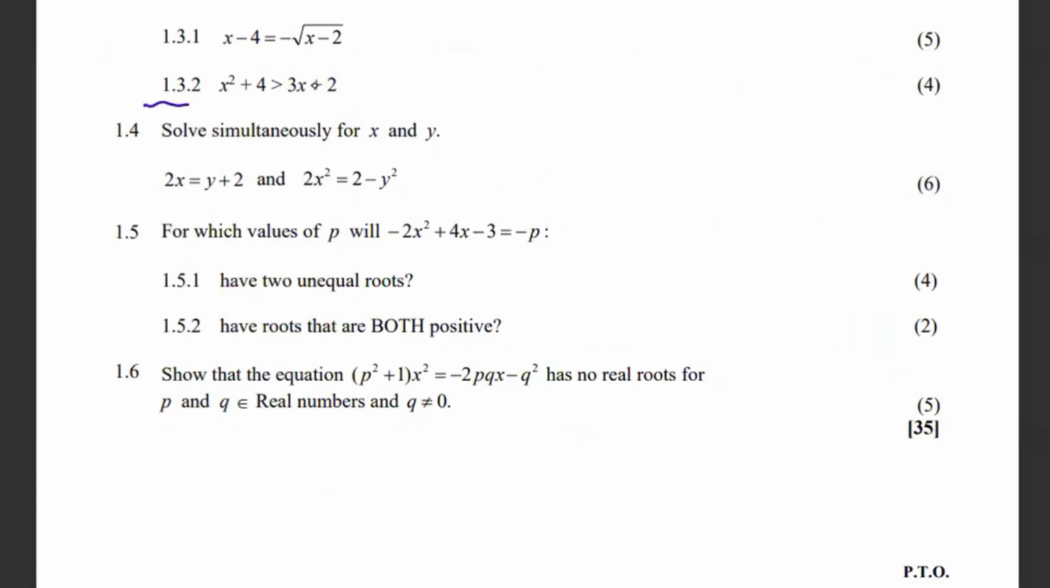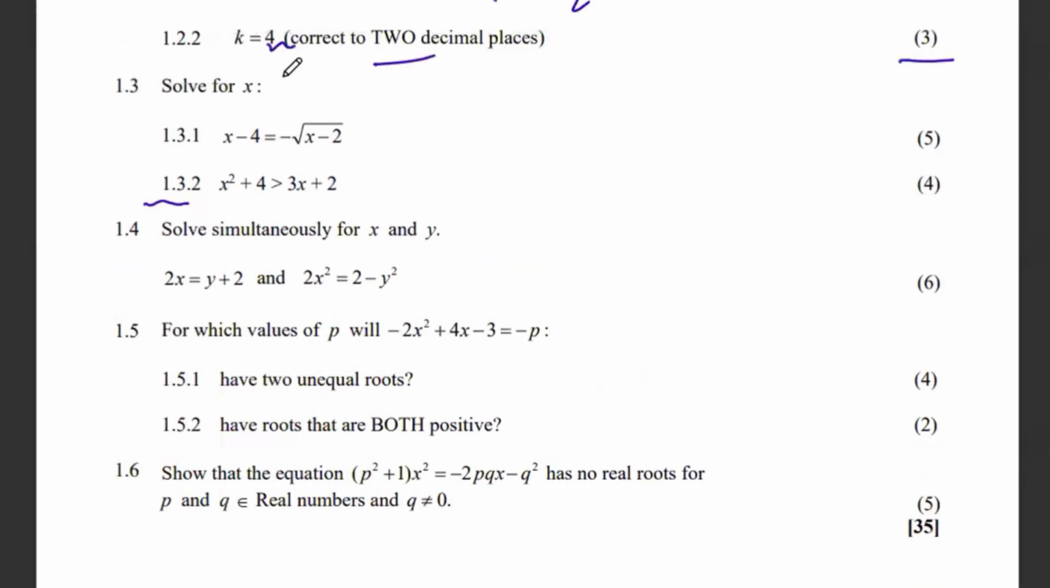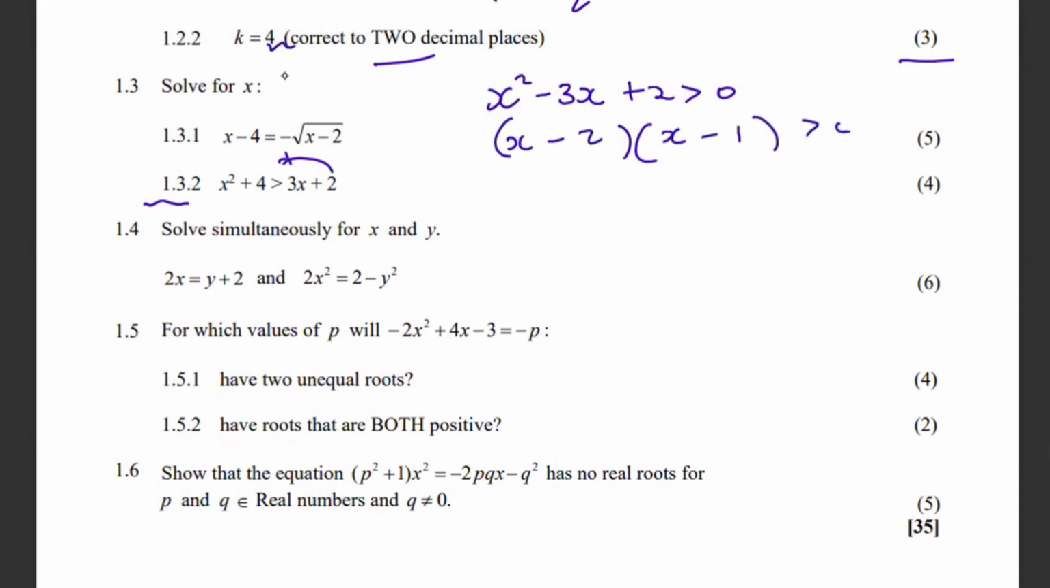Okay, then 1.3.2, when we talk about inequalities, create the standard equation. That should be your first step, since this is a quadratic inequality. So I'll have x squared minus 3x, when this one moves that side, it's going to be a plus 2. It's greater than 0. Okay, let's factor this out. x minus 2, x minus 1 must be greater than 0. Then I can get my critical values to be 2 and 1.